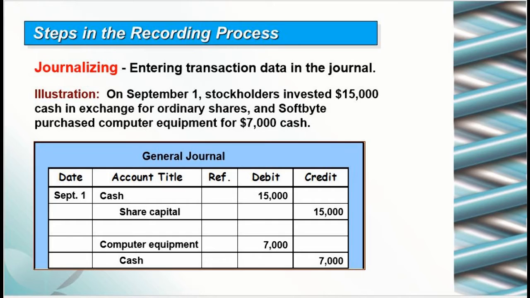The date of the transaction is entered in the date column. The debit account title, that is the account to be debited, is entered first at the extreme left margin of the column headed Account Titles and Explanation. And the amount of the debit is recorded in the debit column.